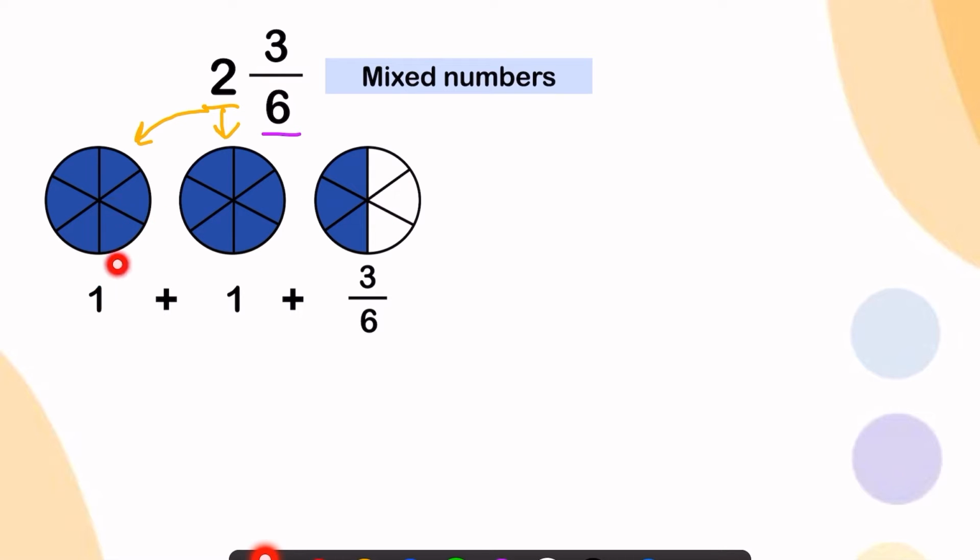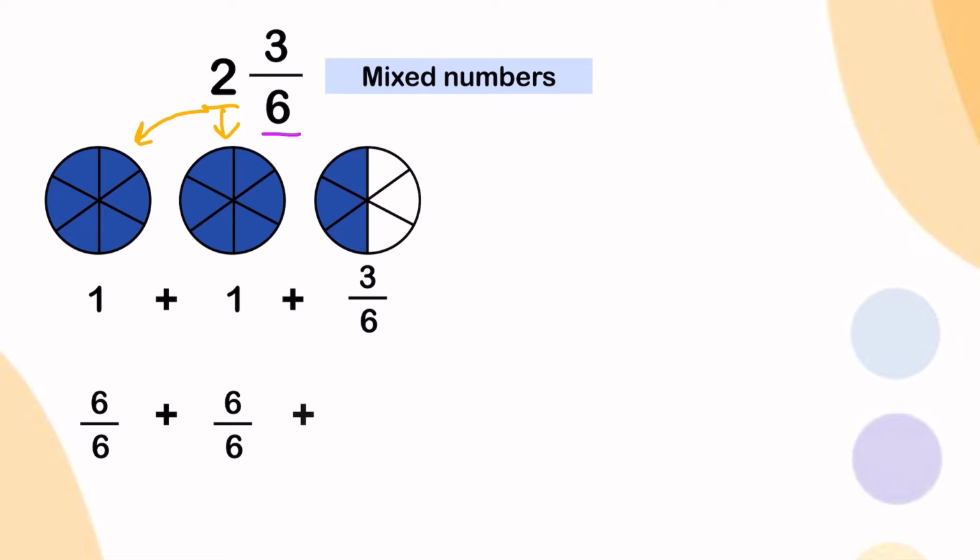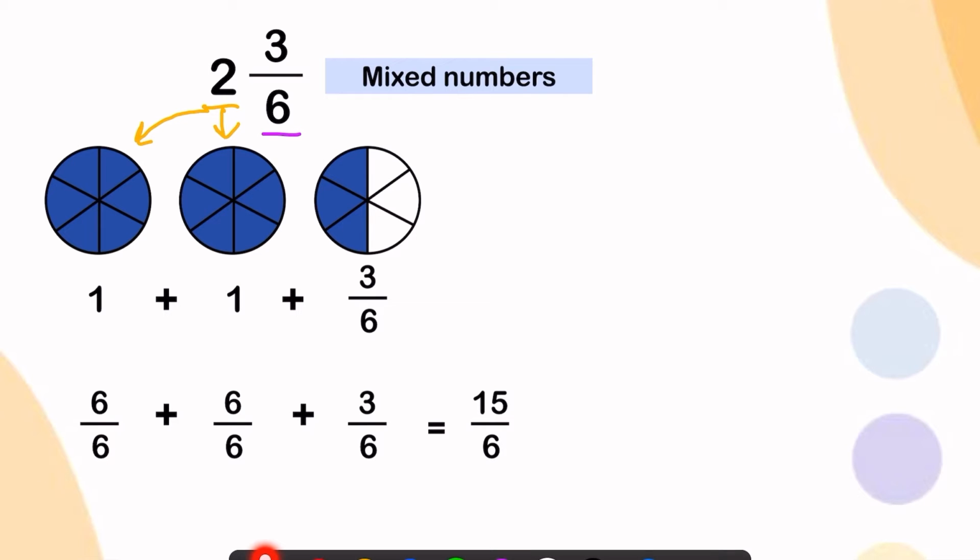So, from 1 becomes 6 over 6. Now, can you see we have 6 over 6 plus 6 over 6 plus 3 over 6. Tell me, can you add these fractions? Yes, you can, right? You can add these 3 fractions because they have the same denominator. So what you need to do is add the numerators together. So the answer would be 15 over 6.